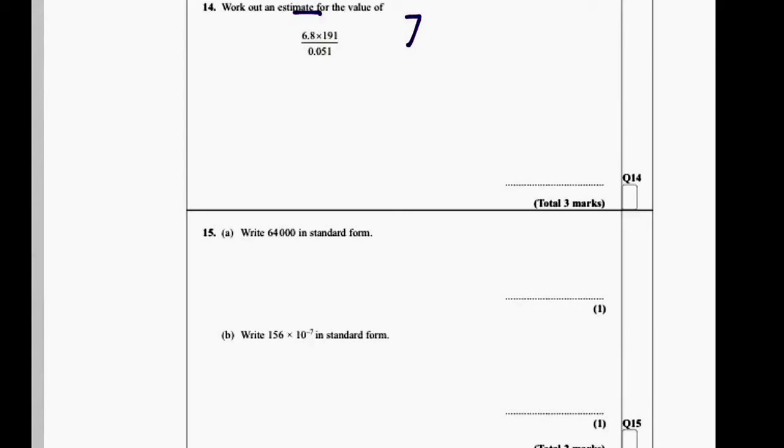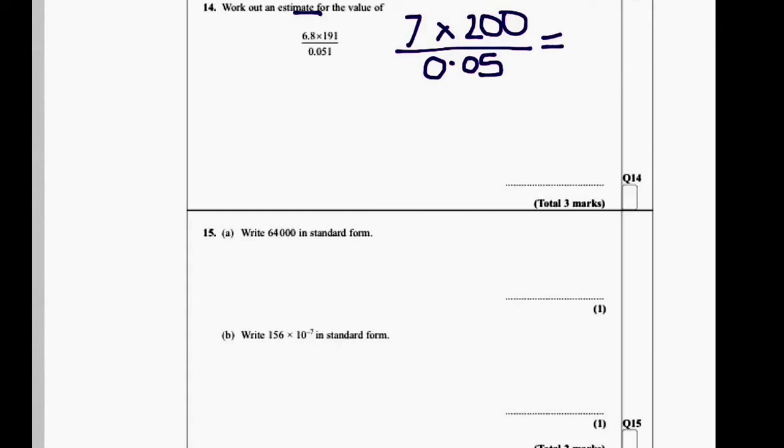Then the second number, 191, we're just interested in the first digit, the 1 or the 100. Now it's either 100 or it's 200. We look at the next digit, which because it's 5 or above means that we're rounding up to 200. So it's 7 times 200. And we're dividing by, now we're only interested in the 0.05, that's the first significant digit. So it's either 0.05 or it's 0.06. We look at the next digit, which tells us that we round down to 0.05. Now that will get you 1 mark just for writing that.